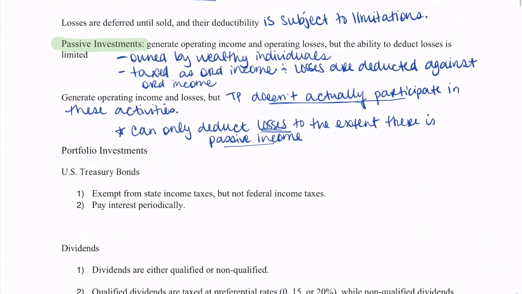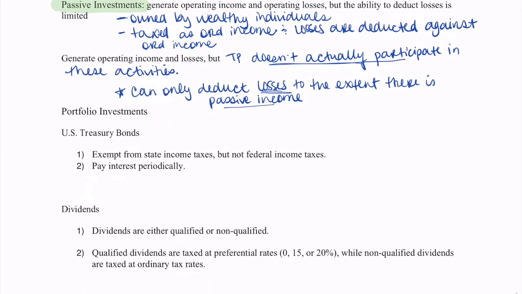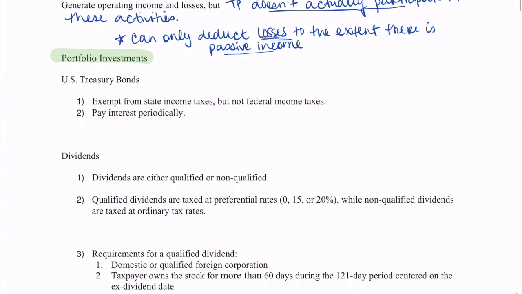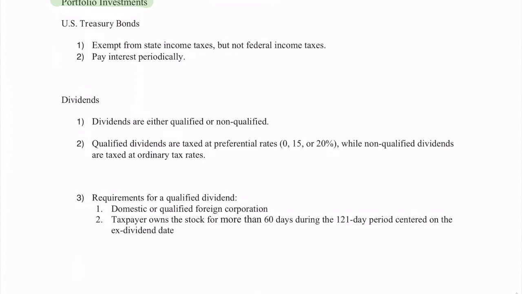Then we talk about portfolio investments. So portfolio investments can be things like U.S. Treasury bonds. Those are exempt from state income taxes but not federal, and they pay interest periodically and are considered one of the safest investments in the world.